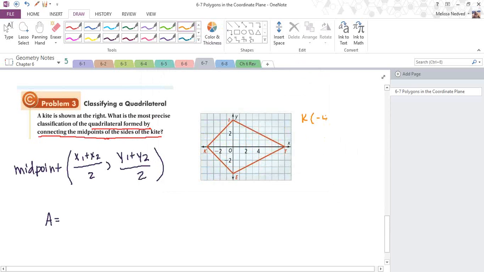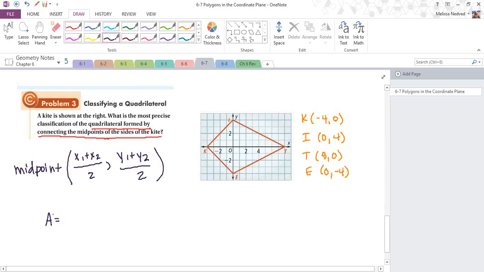So K is the point -4, 0. I is the point 0, 4. T is the point 8, 0. And E is the point 0, -4. So I want to find A, and A is going to be the midpoint of KI.